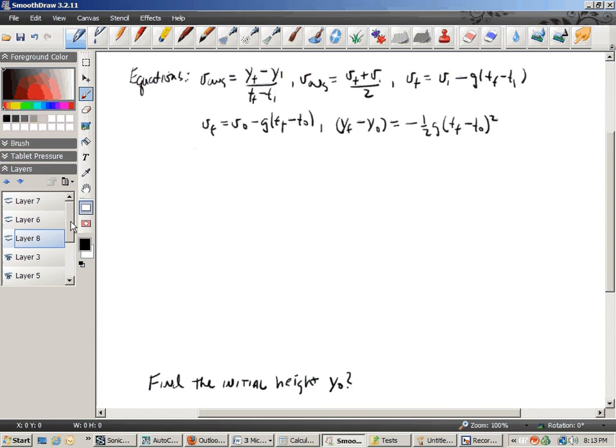And then we have our standard velocity equation. The final velocity is equal to the velocity 1 minus the acceleration due to gravity times tf minus t1. And then we have velocity final equals velocity 0 minus the acceleration due to gravity times the total time of fall, tf minus t0. And then finally we have the total height of the fall, y final minus y0 is equal to minus 1/2 acceleration due to gravity times the total time of fall squared.